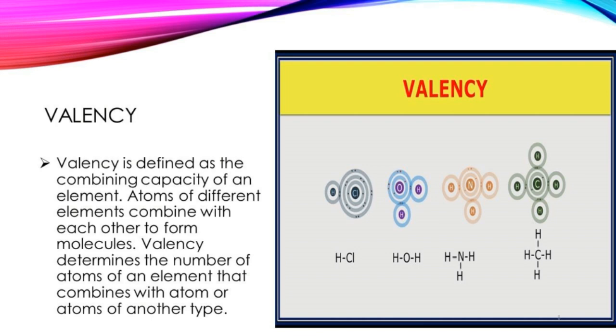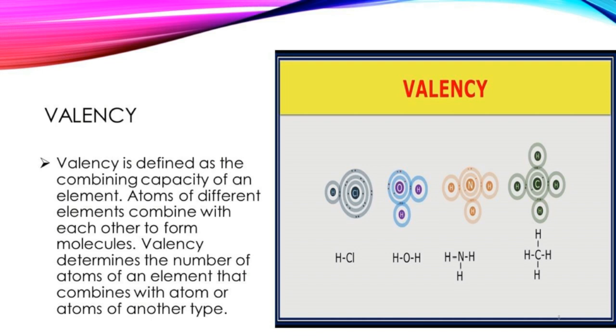In this manner, some atoms can hold one electron, some can hold two, some can hold three, some can hold four, and some cannot hold any electron. This property is called valency. So this combining property of an atom is called valency. It is a measure of how many hydrogen atoms it can combine with.